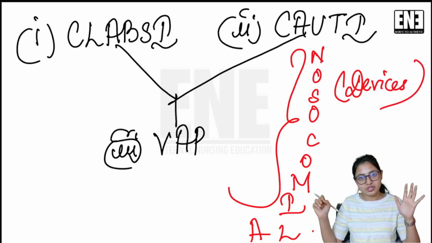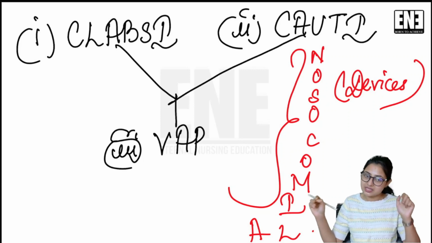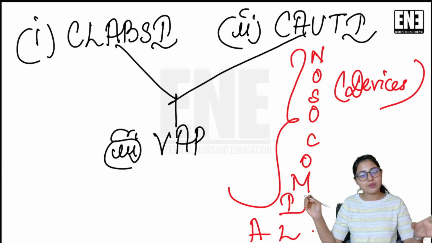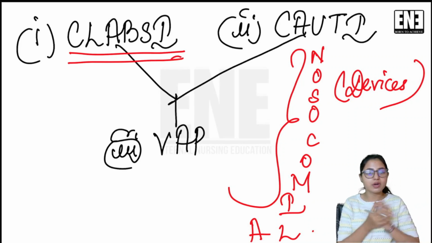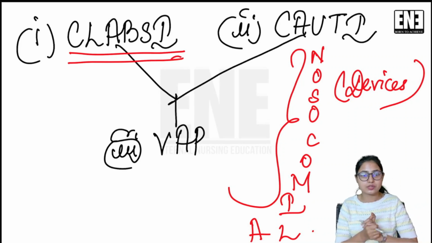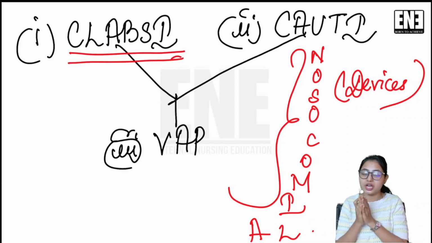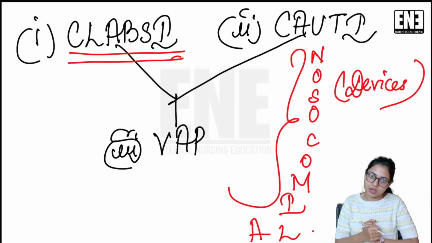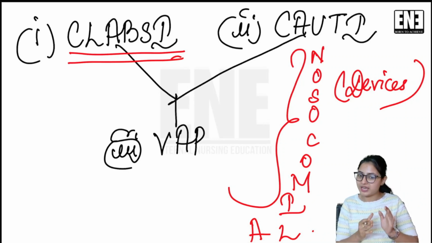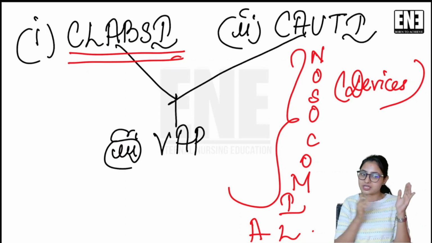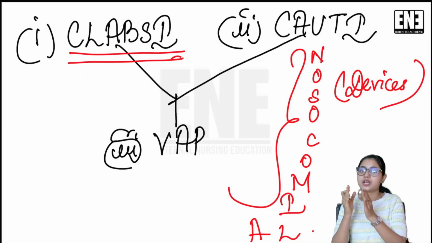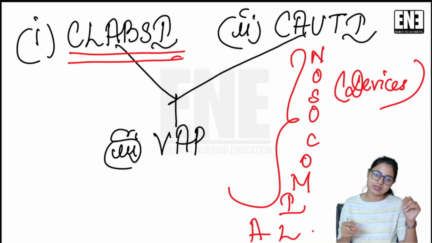Okay, nosocomial infection is categorized in due to being associated with devices. How? First of all, you need to understand what their full forms are. What is Clapshi? Clapshi is your central line associated bloodstream infection. I'm not writing it, I'm just dictating it. C for central line, associated bloodstream infection, that is your Clapshi.